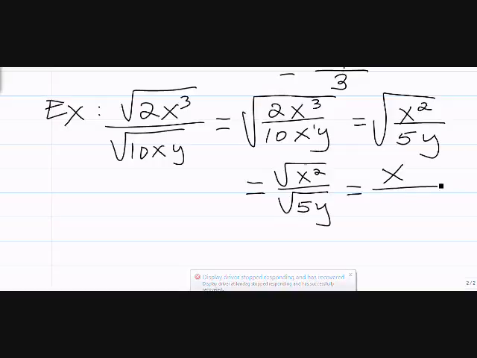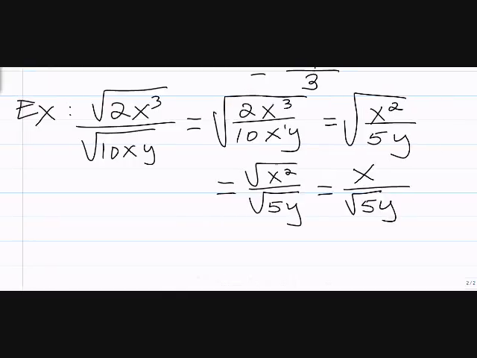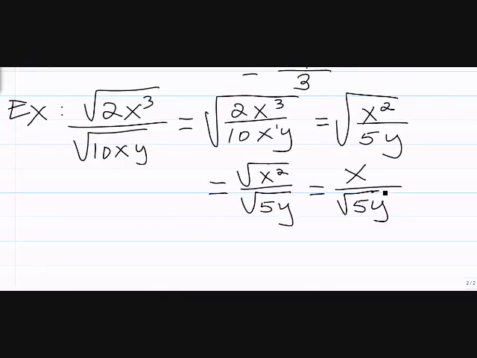Okay. So this is x divided by the square root of 5y. Now I need to not leave the square root of 5y in the denominator. So I'm going to multiply by the square root of 5y over the square root of 5y.